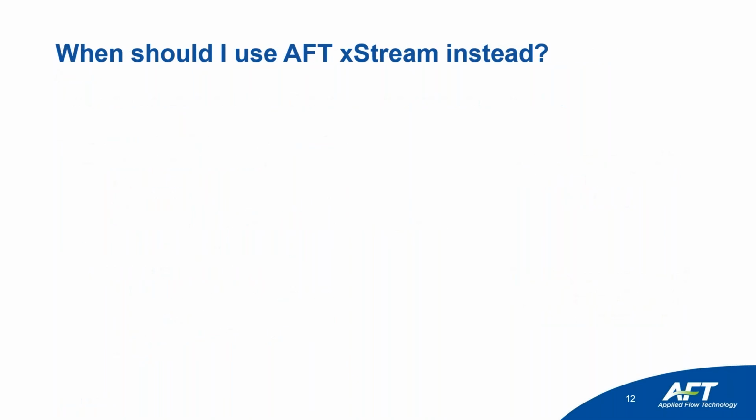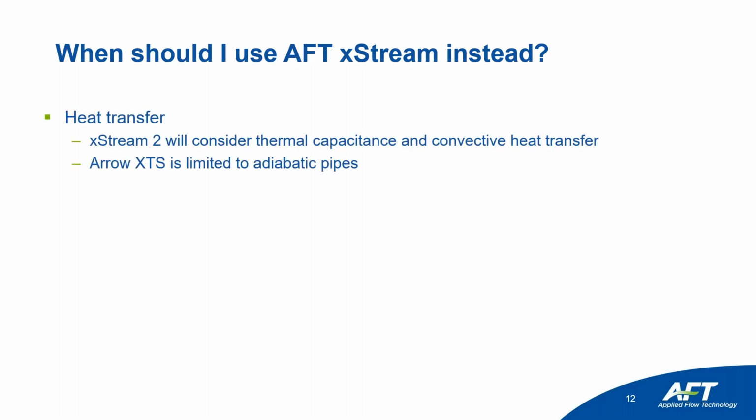So big question, when should I use AFT xStream instead? Both of these products can model compressible transients, but in the same way that Fathom XTS is going to model that incompressible steady state, and AFT Impulse can model your water hammer events, you're going to see a similar distinction between AFT Arrow XTS and AFT xStream. The first big distinction is heat transfer.